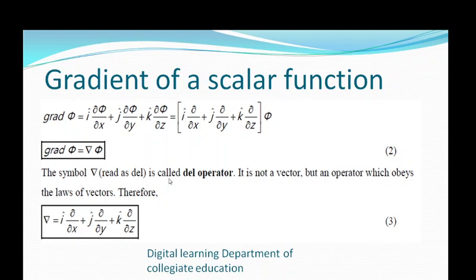The symbol del is called the del operator. It is not a vector but an operator which obeys the laws of vectors. Therefore, del equal to i cap dou by dou x plus j cap dou by dou y plus k cap dou by dou z. The gradient of a scalar function is nothing but grad of phi equal to del phi.